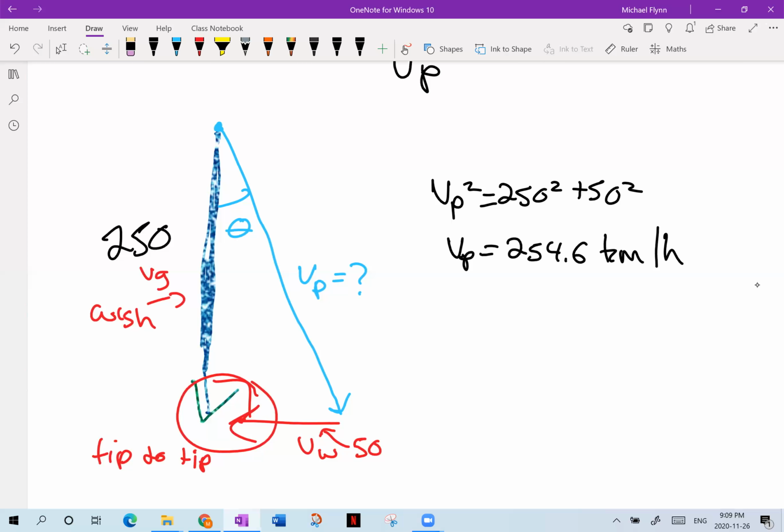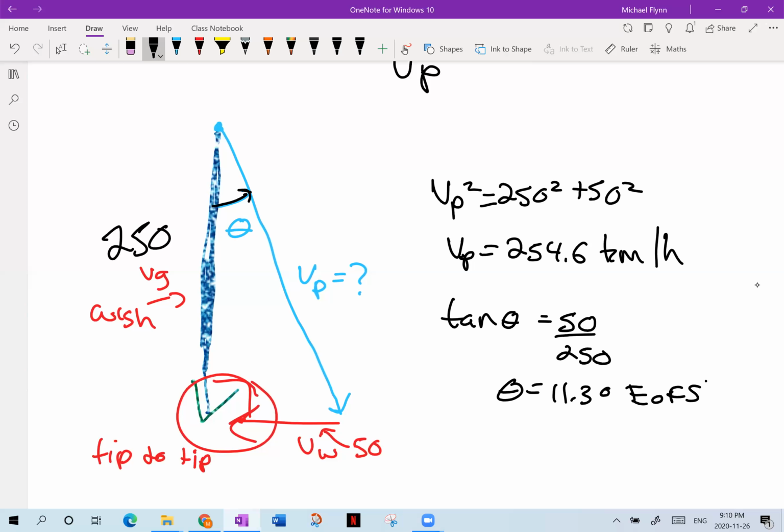Now we need to know the direction. So to get the direction, I'm going to go tan of theta is equal to 50 over 250. So I go 50 divided by 250. It's opposite over adjacent, right? And then I take the inverse tan. I get 11.3 degrees. So theta equals 11.3 degrees. And if you look at my line, it is east of south. East of south. So that is your heading. And that is your airspeed.